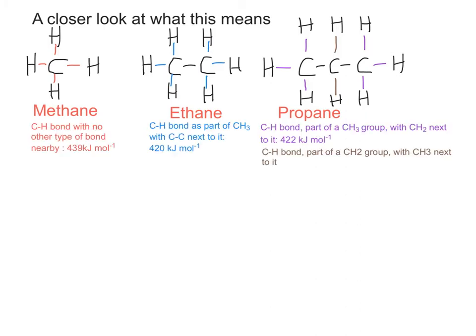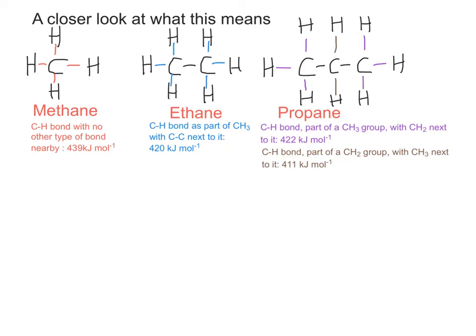So if you follow the colour coding, you can see that there's actually quite a range of different bond enthalpy values. The placement or the environment in which a bond finds itself, even if it's essentially the same bond, can slightly change. I've actually forgotten to give you the value for the carbon-hydrogen bond part of the CH2 group, so I'll just quickly add that in now.